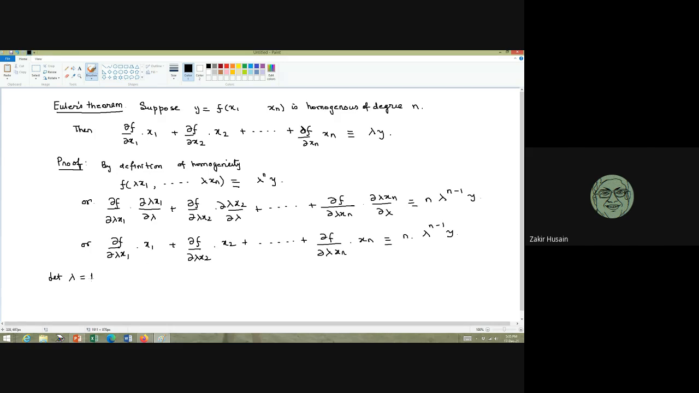Now, let lambda be equal to 1. In that case, we have simply del f by del x1. This will be del f by del x2. This is del f by del xn into xn, and if we put in 1 over here, this simply becomes n into y, what we have tried to prove.